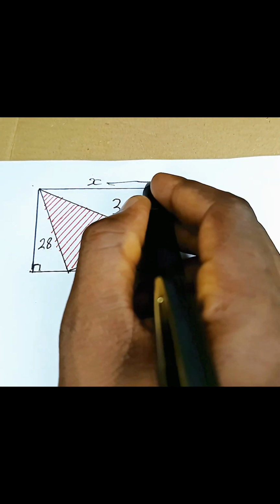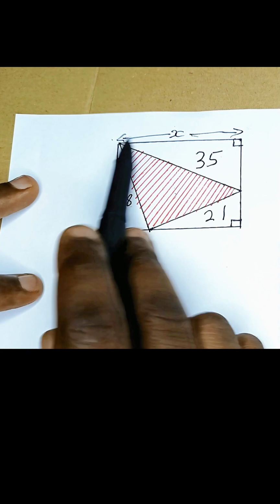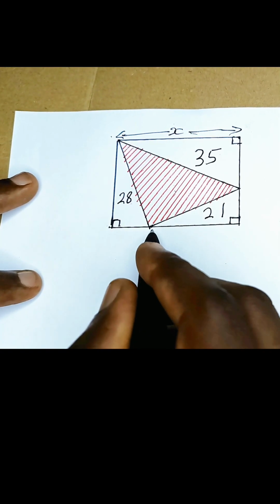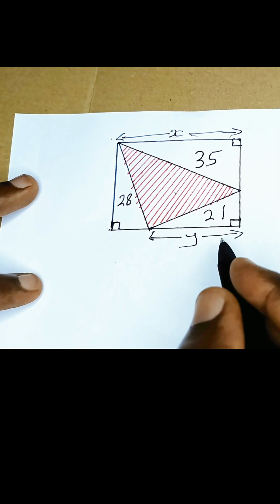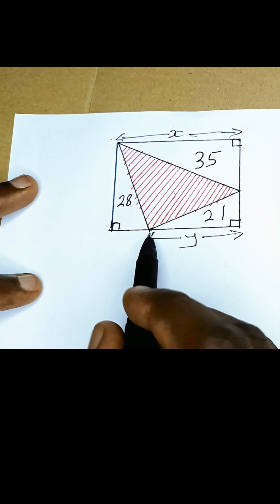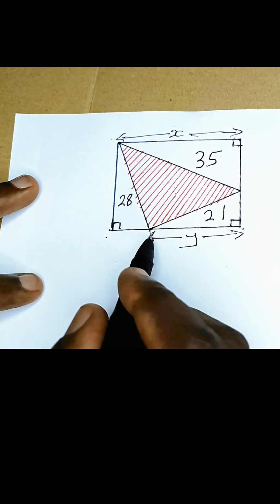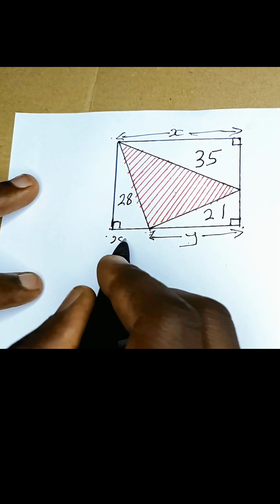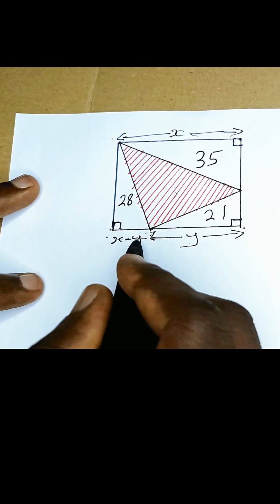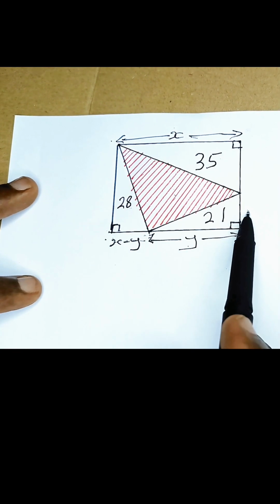Let's use x to represent the length of the rectangle. So x is representing from here to here, and from here to this side, we use y to represent that. Since y is representing from this side to this point, from this point to this point we have to say x minus y. So x minus y represents this side. How do we go about this? Because we need to get the breadth.